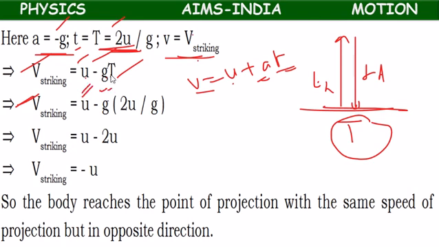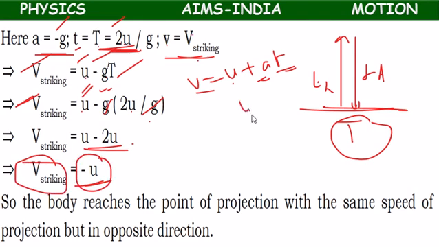So v striking, u as it is, g as it is. In the place of time of flight, we can substitute the formula 2u by g. g gets cancelled. u minus 2u means minus u. So v striking is equal to minus u.